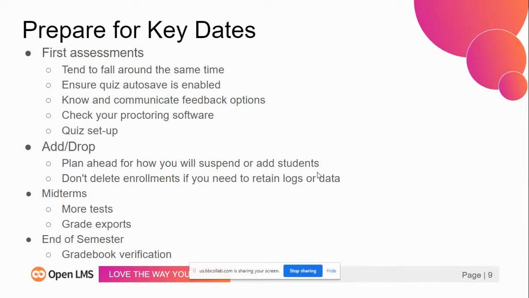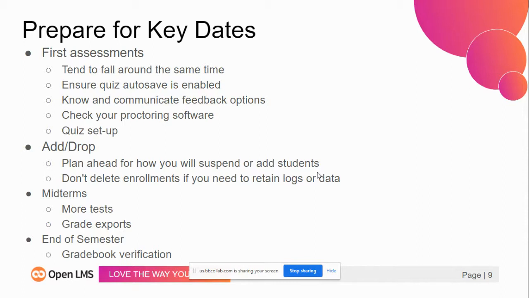So usually we have that add drop period coming up pretty early on in the semester, usually within the first 2 weeks or so. So you'll want to plan ahead about what your process will be for how you'll suspend or add students. If you have an integration with your student information system, typically all of that comes in through there. But if you don't and you're managing those accounts manually, you'll need to have a plan in place for how you're going to manage all of those add drops and what you're going to do.